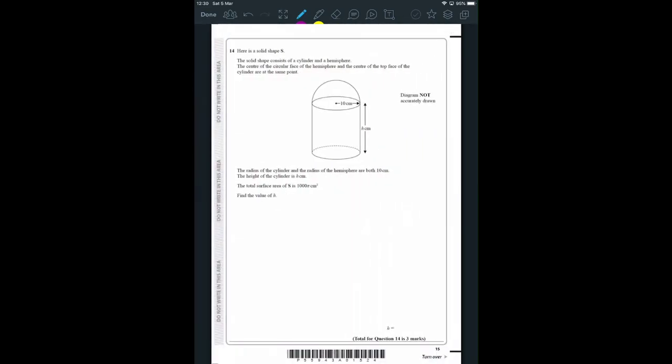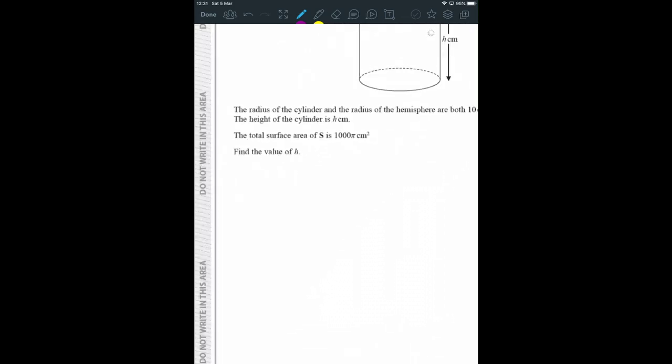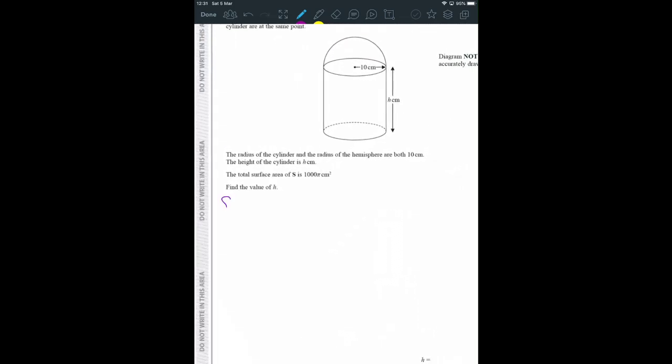Question 14, we're beyond the staples now. Solid shape consists of a cylinder and a hemisphere. The center of the circular face is the same as the cylinder's cross-sectional face. The radius is 10, the height is h, the total surface area. So we're going to have to try and create quite an unpleasant formula to get to this. So I'm going to start by trying to work out the surface area of this shape in terms of h.